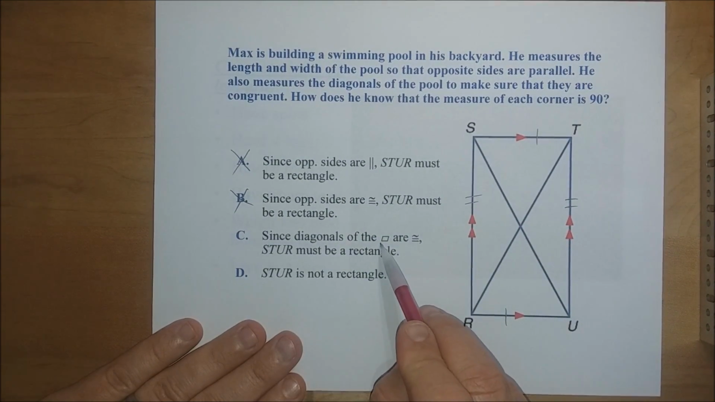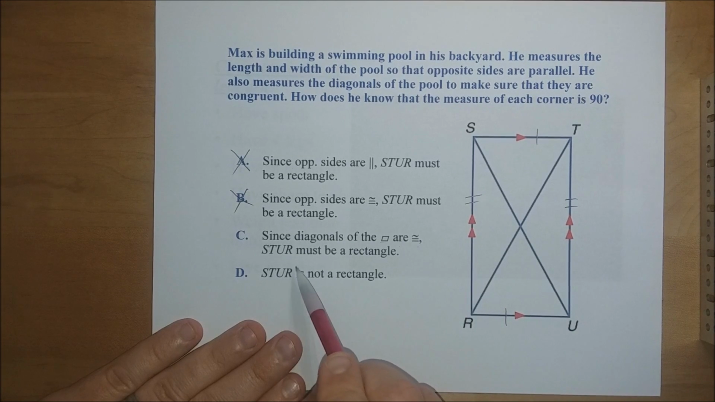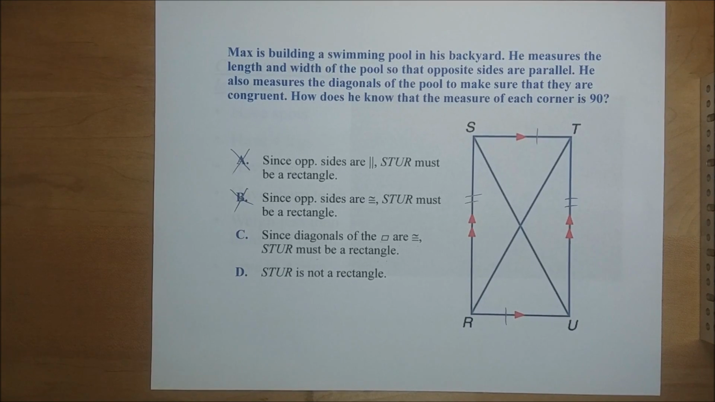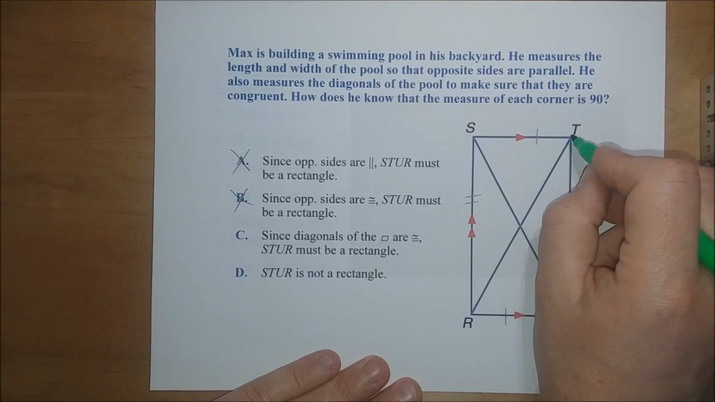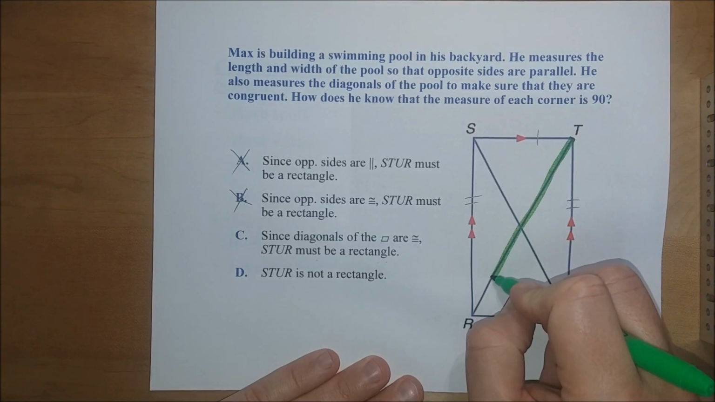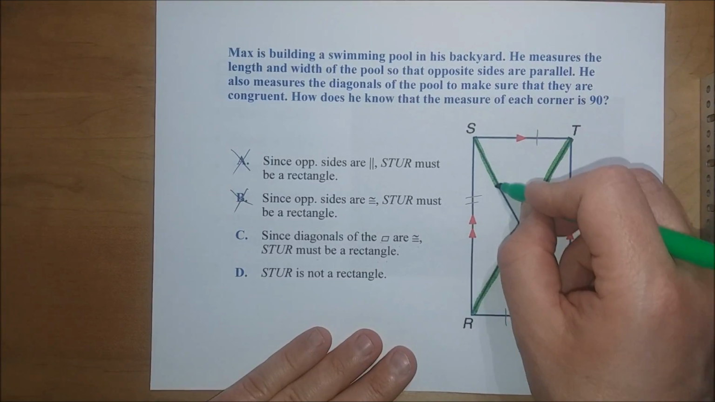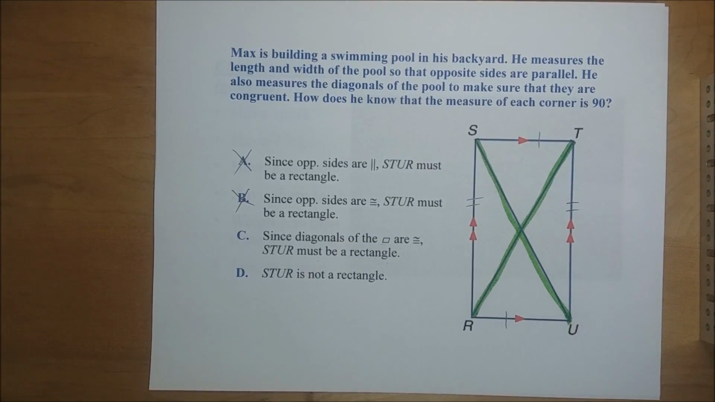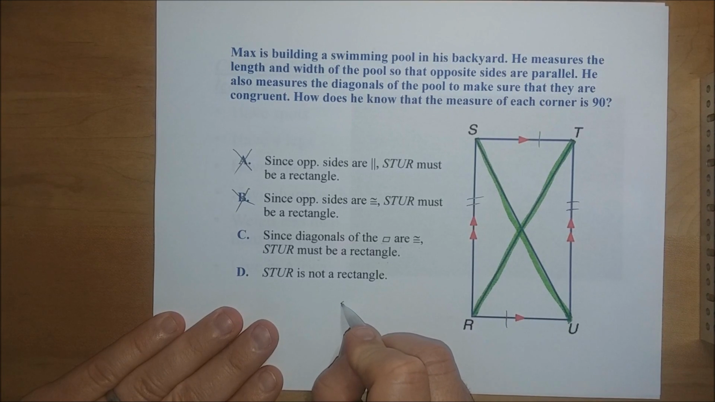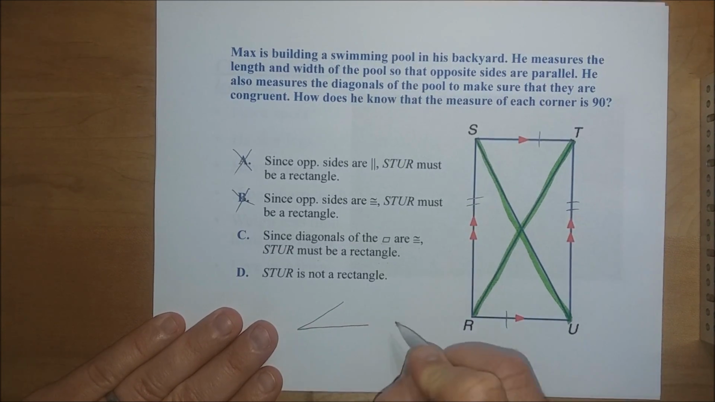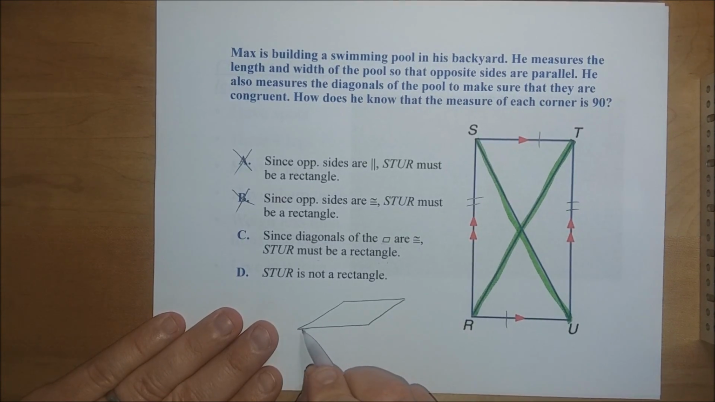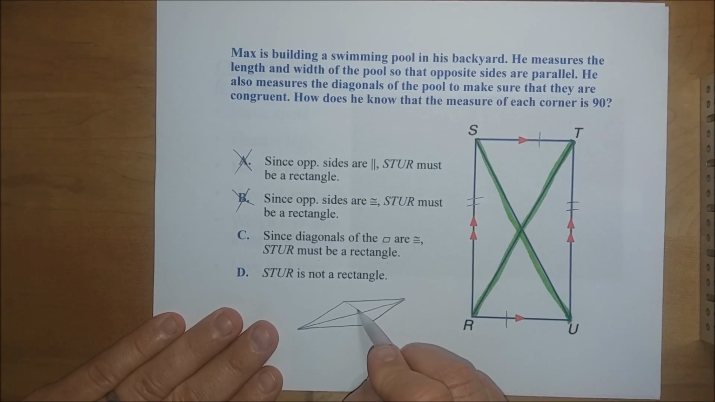Since diagonals of the parallelogram are congruent, STUR must be a rectangle. That is what you have to rely on if you're going to prove or disprove that your parallelogram is a rectangle. You've got to know that those diagonals are congruent. Only when the diagonals are congruent do you actually have a rectangle. If you drew a really, really flattened out parallelogram, it would be more apparent that the diagonals are not congruent. Clearly, this diagonal is much longer than this diagonal.